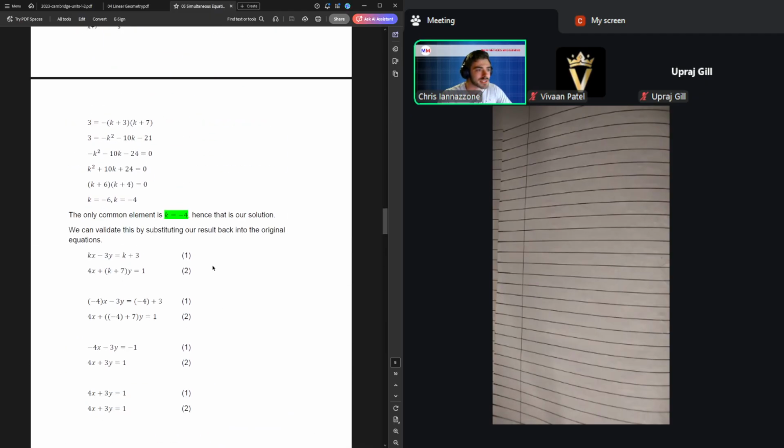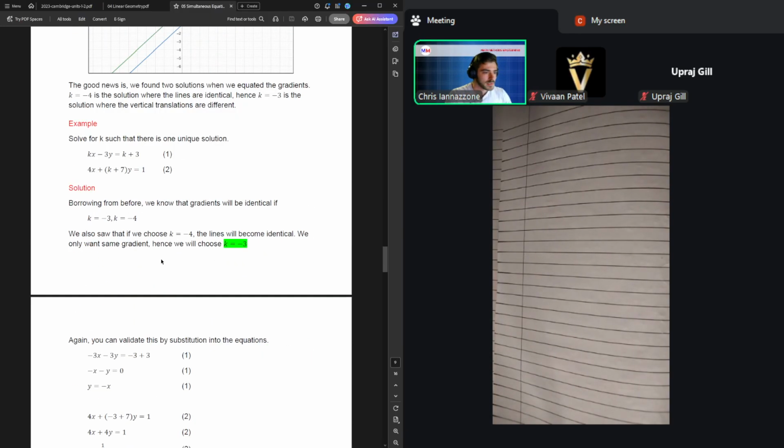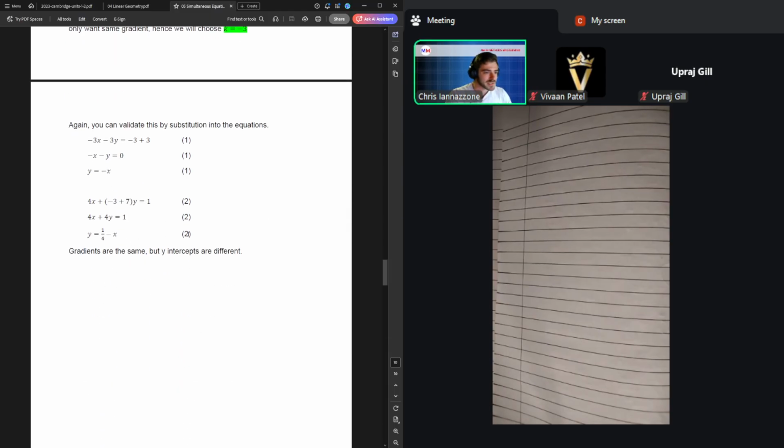Or otherwise, if you did the substitution method where you just plug in and test one of these, you would just say, cool, I tested this one, that gave me the same, the other one must therefore give me different. And once again, if you want to test that, feel free to just shove that into the original equation.